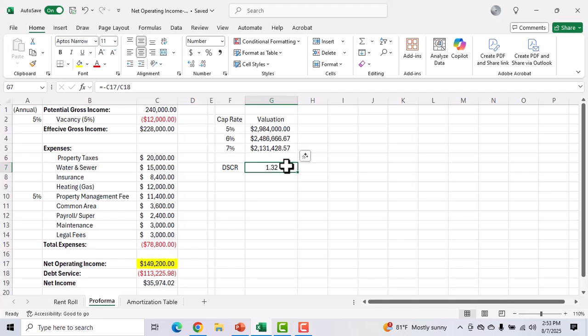Debt service coverage ratio is one of the metrics that lenders use to determine how much they're going to lend on a loan and how much risk they're willing to take on a loan. So one of the metrics is debt service coverage ratio. Another metric is LTV. And another metric is the debt yield, all of which I'll save for another video.